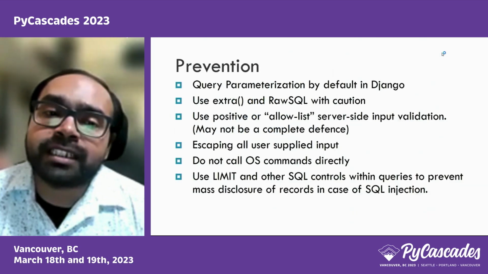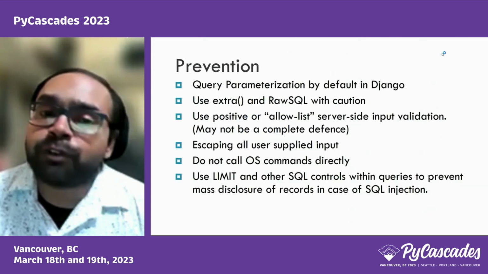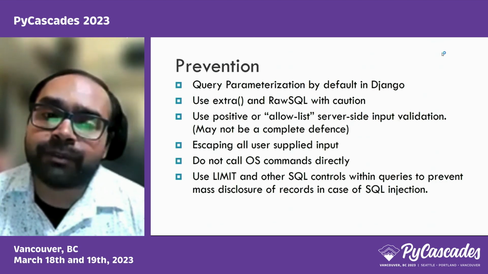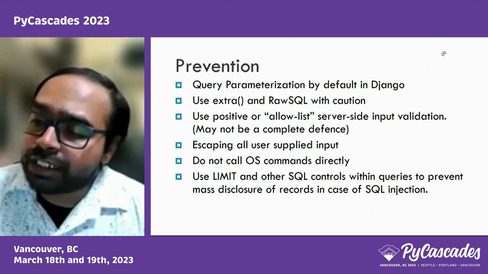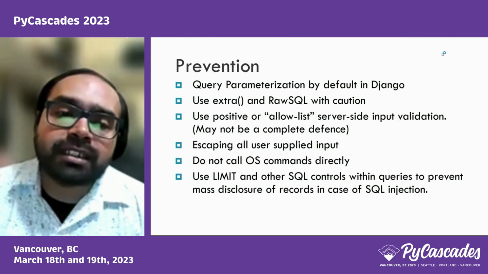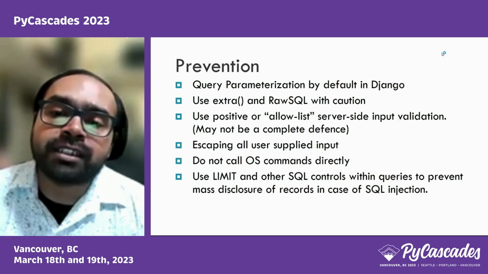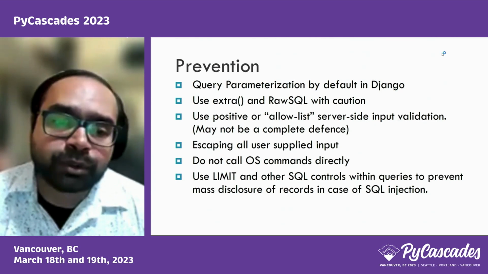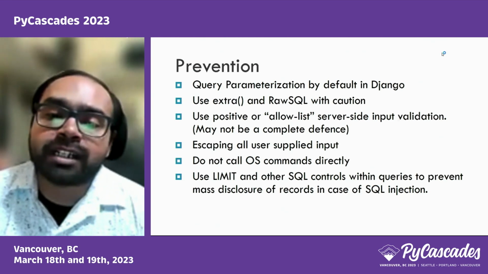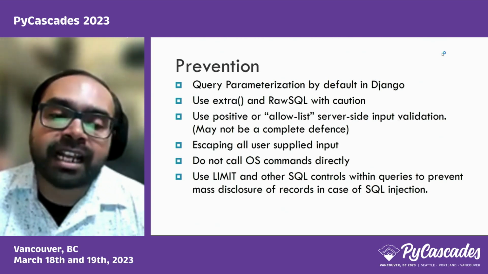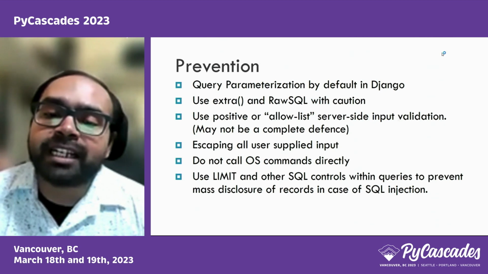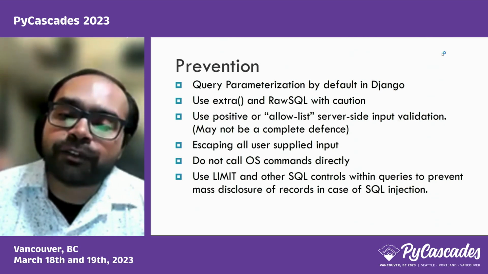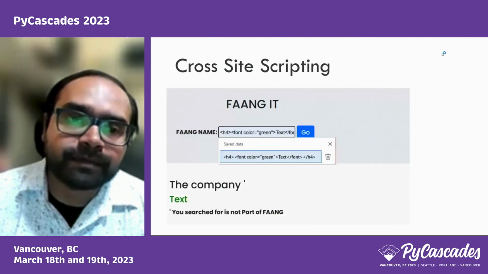Now, the prevention is that you follow query parameterization, and it is by default in Django. Whenever you are using extra and raw SQL, use it with caution. Then use positive or allow list server side input validation. Then escape all supplied input. Then do not call OS commands or operating system commands directly, and use limit and other SQL controls within queries to prevent mass disclosure of records in case of SQL injection.